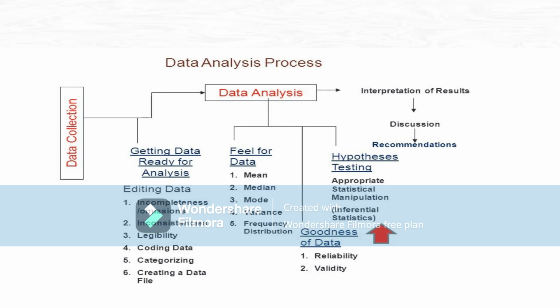The data analysis process starts from getting the data, feel for data, goodness of data, and hypothesis testing, and after that comes interpretation of the result, discussion, and recommendations of your research. That's all. Here you have seen a complete data analysis process overview, and before that, one by one, we already discussed all the elements of data analysis.